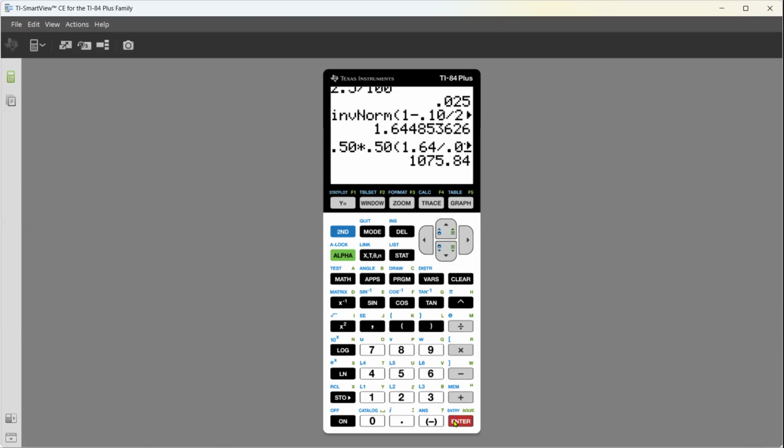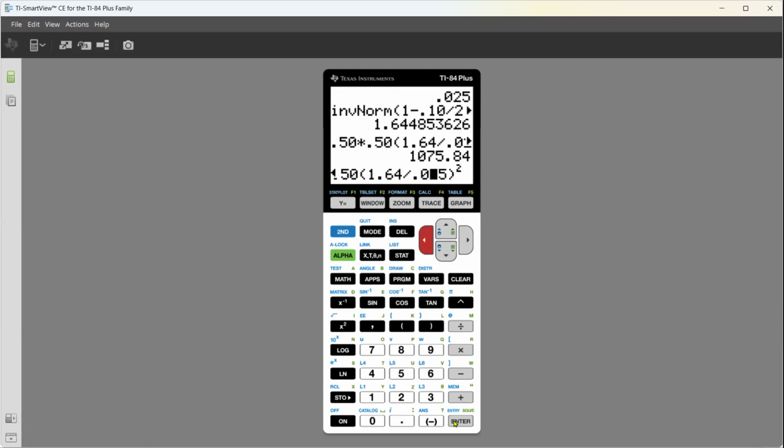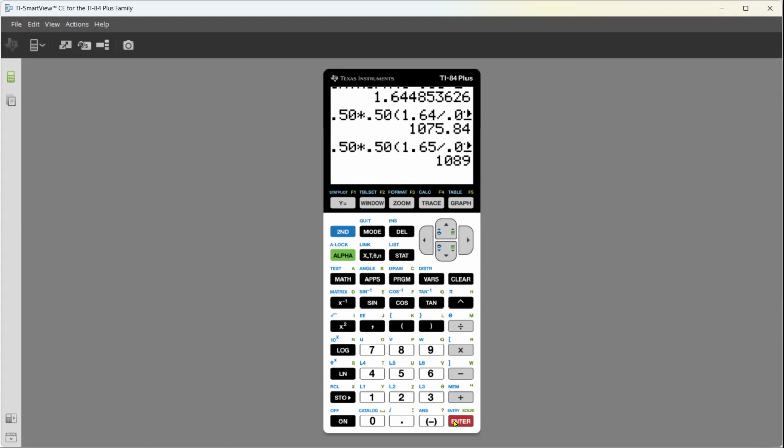Now if it's 1.64, this comes out to 1076. If I come back and make this 100th larger, then this goes to 1089. Okay, so they are slightly different. She is aware that it does this. This is not a mistake in the key. It's an inconsistency between the textbook and the calculator. It's not a mistake.